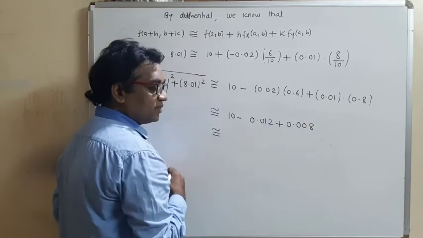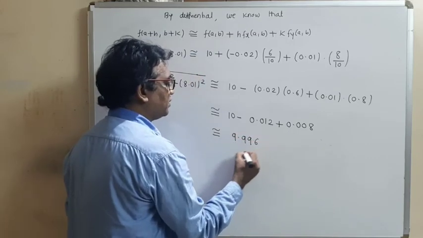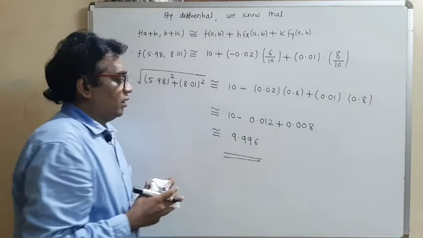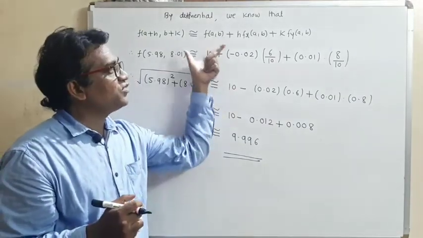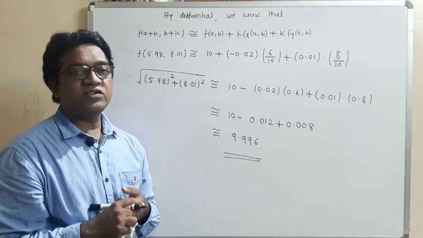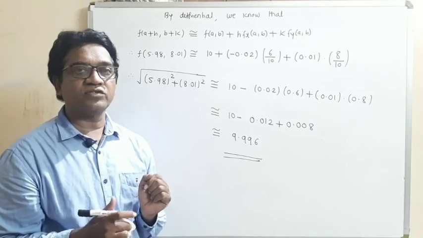If you add these three numbers, this will be 9.996. So see, this is the differential formula by which we can find the approximate value of any function.